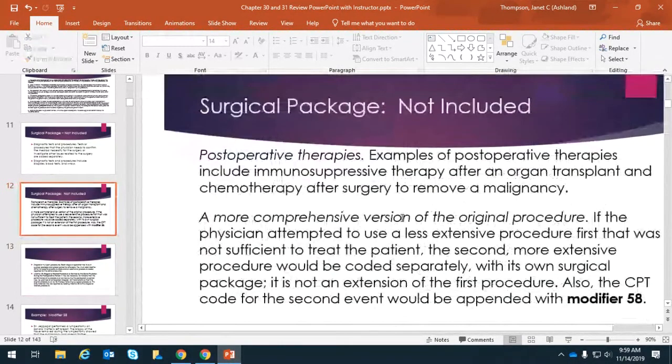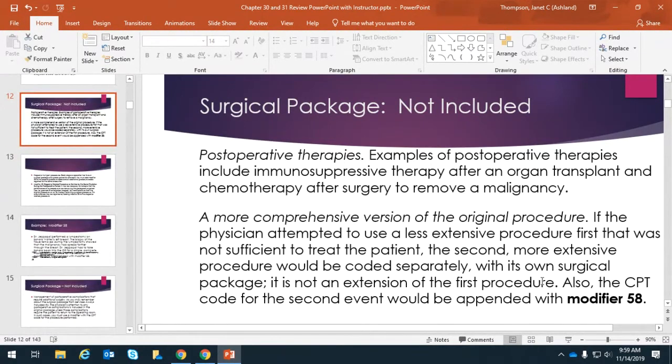So this is talking about modifier 58. If a more comprehensive version of an original procedure is performed, or it is performed in stages, this modifier is captured on a code to explain that. It's not a second procedure, as it ties into the treatment of whatever the ailment is. The second, more extensive procedure would not be coded separately with its own surgical package. It is not an extension of the first procedure.